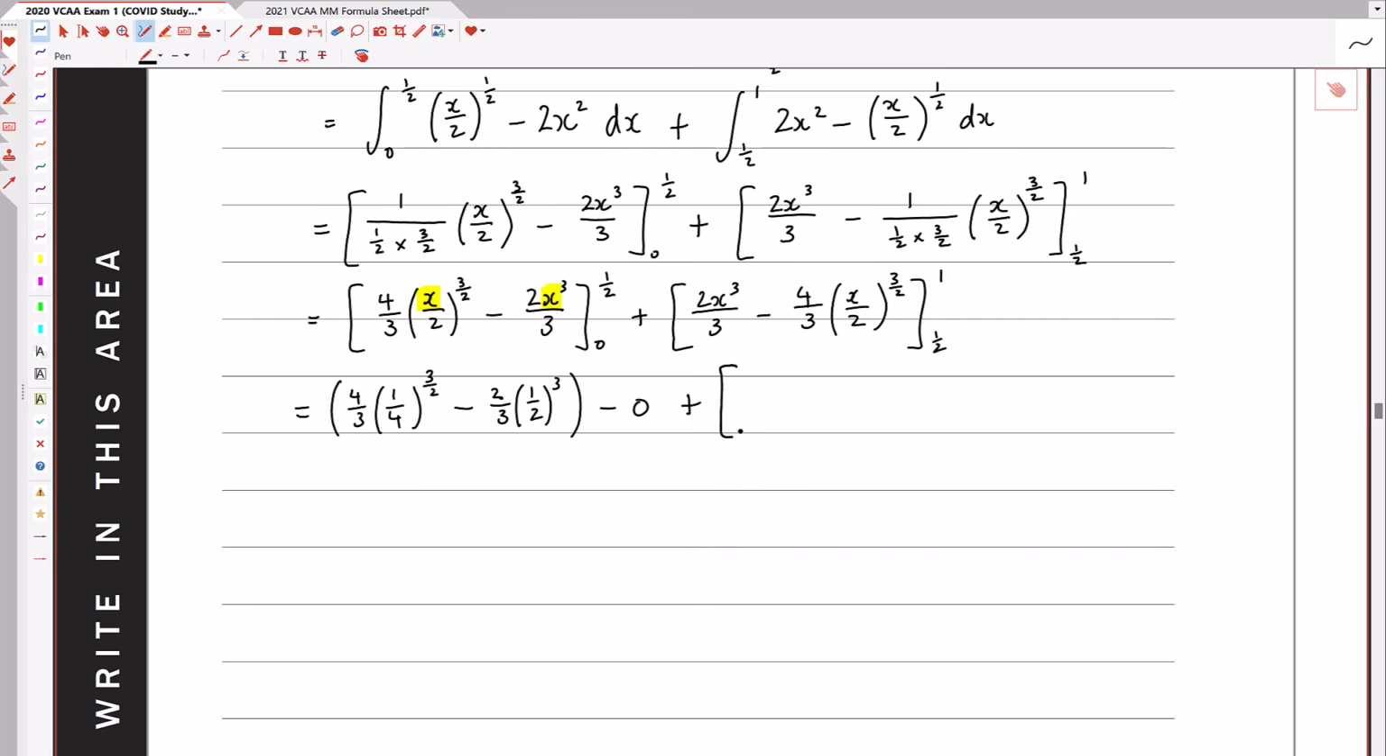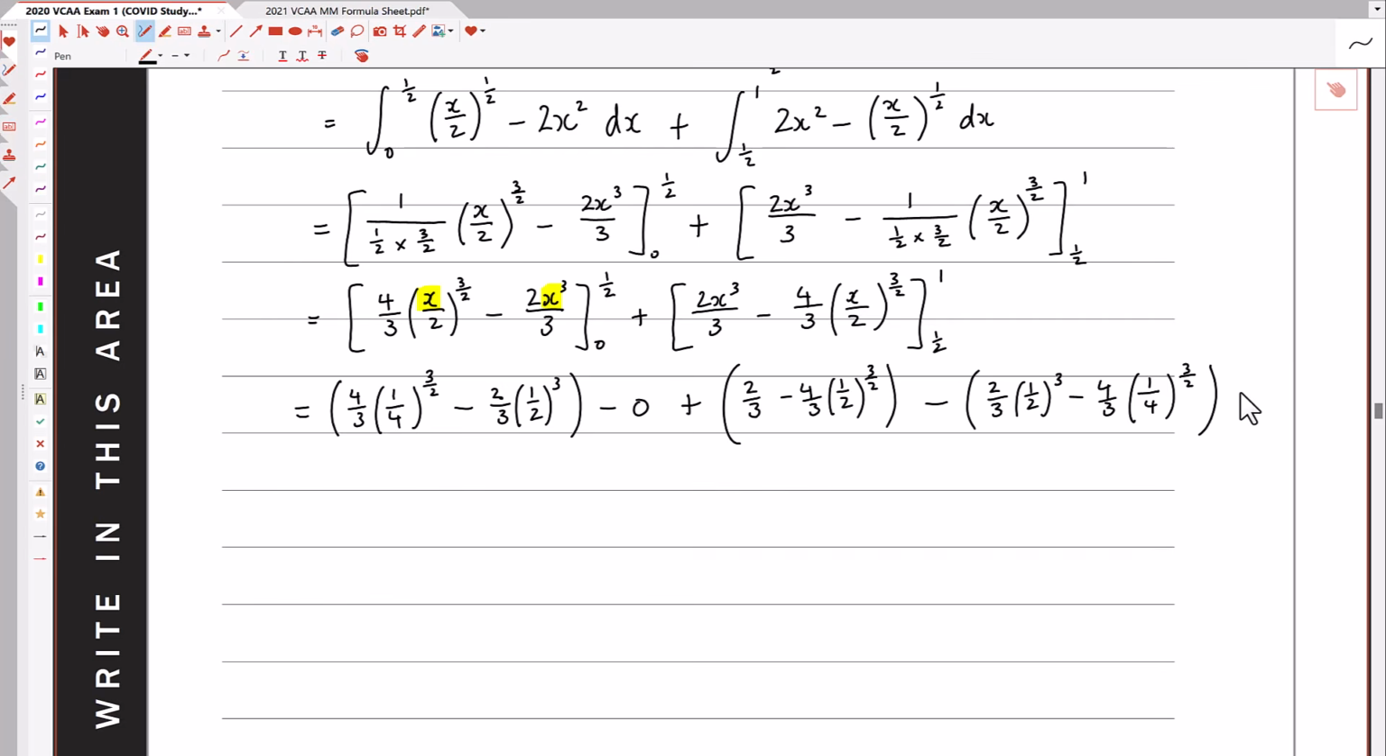Okay, in the second bracket we're going to put 1 in, so that's just going to be 2 thirds minus 4 thirds times a half to the power of 3 on 2. And then, sorry, I didn't mean to have a square bracket there, doesn't really matter. And then we're taking away and subbing in a half, which will be 2 thirds half cubed minus 4 thirds, again, half divided by 2 is a quarter, to the power of 3 on 2.